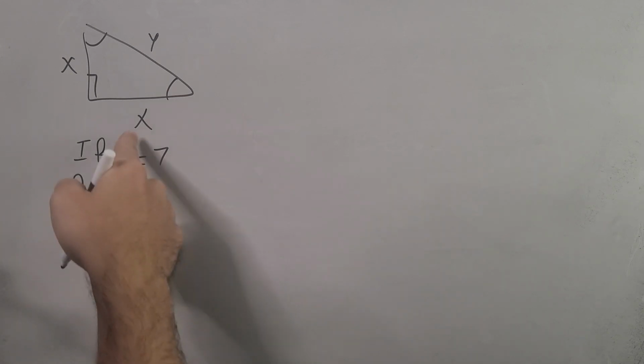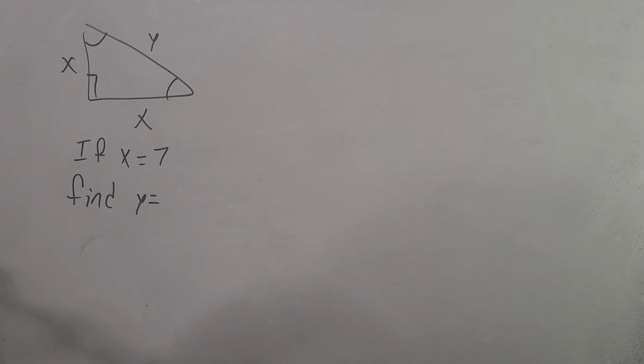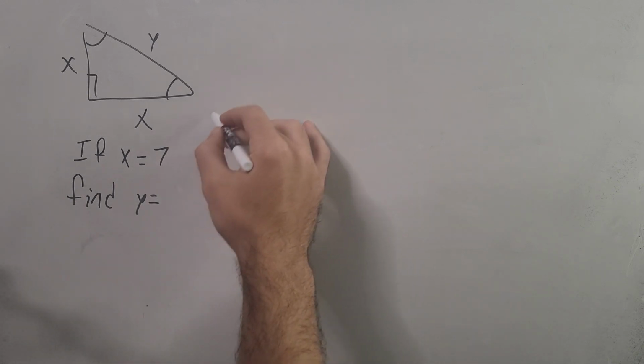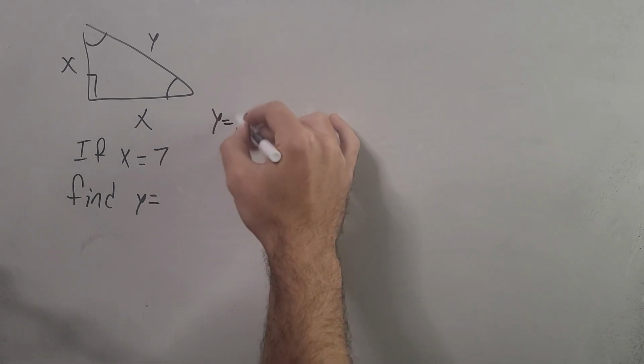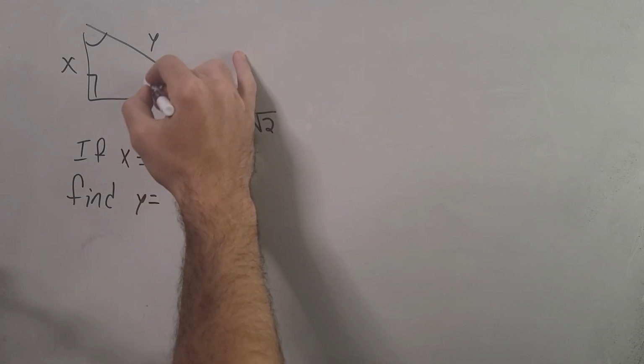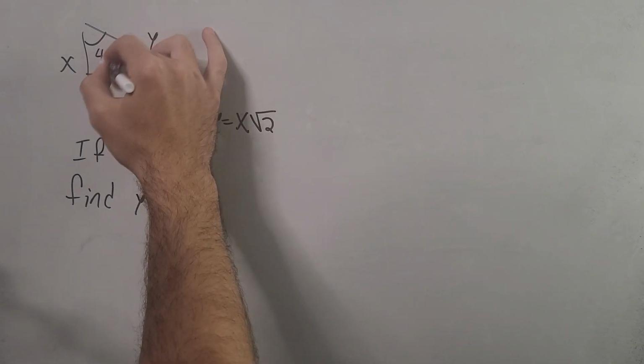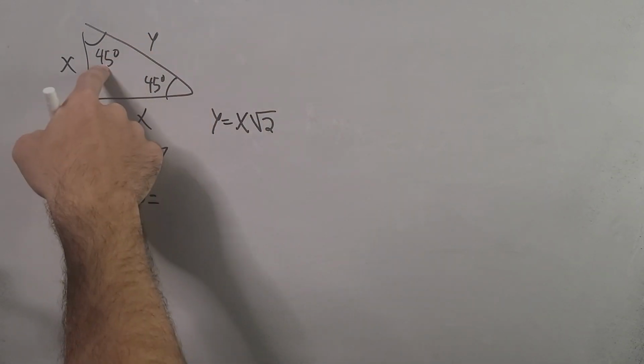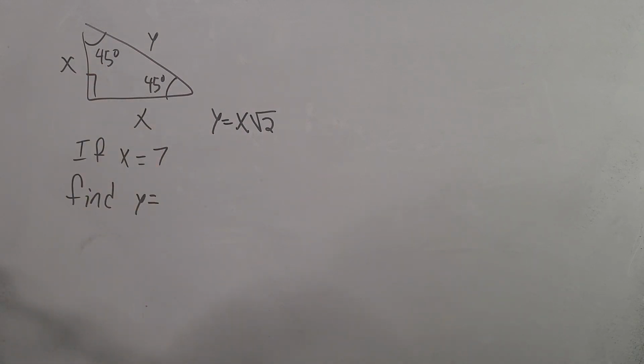All right, so we don't have to plug 7 into the triangle at all. We know that y equals x square roots of 2 because these are 45-degree angles. And I apologize, that would be given to you. They would give that to you, 45-45.